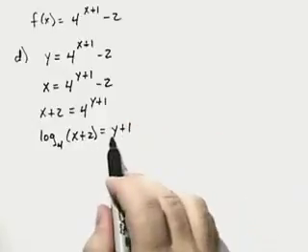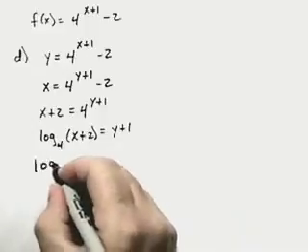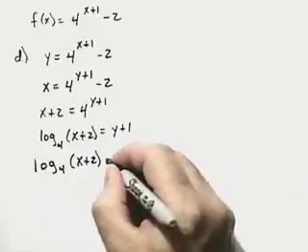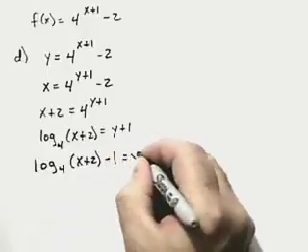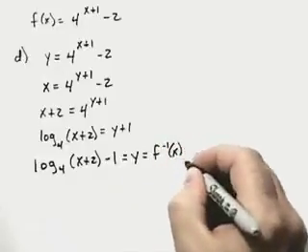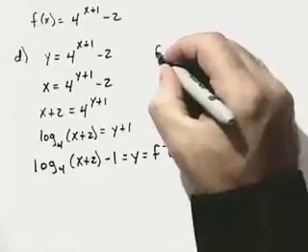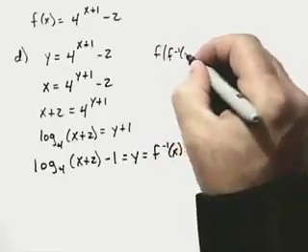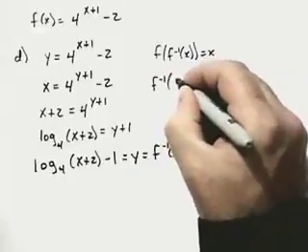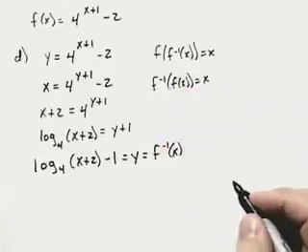Now we're trying to isolate y, so we're going to subtract 1 from both sides. We'll get log base 4 of x plus 2, then minus 1 is equal to y. This will be our inverse function, f inverse of x. And we should verify that f of f inverse of x is equal to x, as well as f inverse of f of x is equal to x. But we'll leave that check to you.